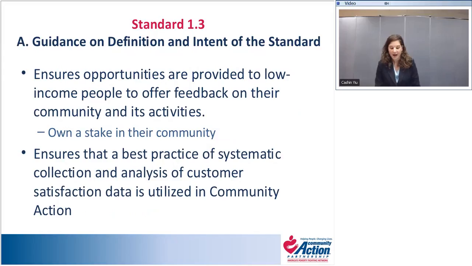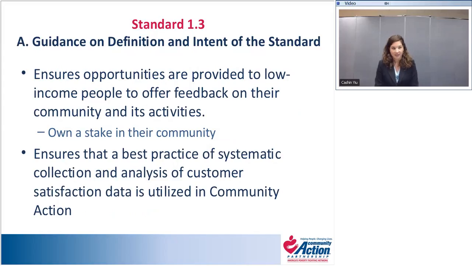Again, it's about maximum feasible participation. That's really at the core of this entire category. Really low-income people owning a stake in their community. It really gives them an opportunity to voice how changes are made in their community, as well as how they and their neighbors are treated throughout that process.